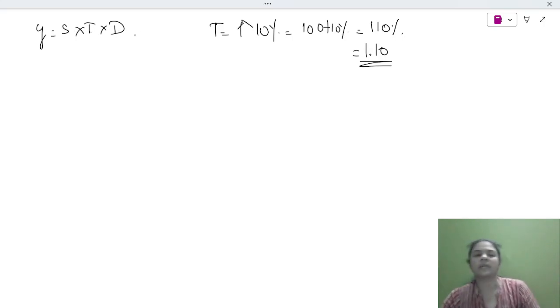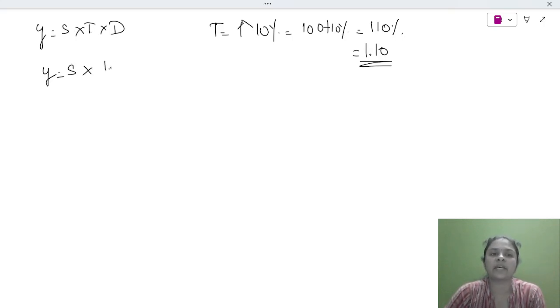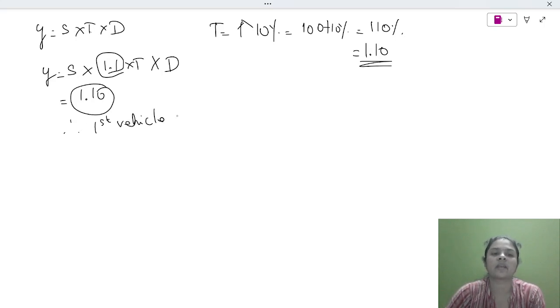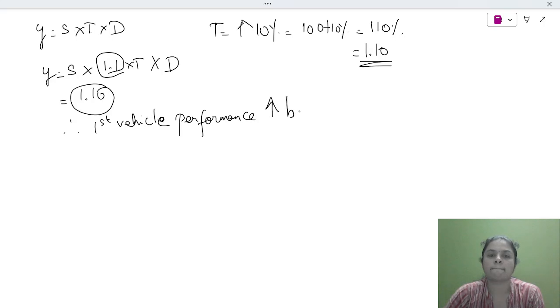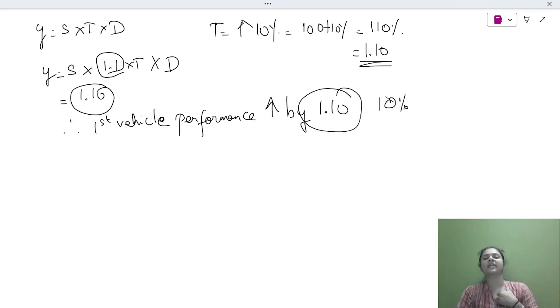Okay, so here what happens, the yardstick will be speed into time. Time is now increased, 1.1 into time into distance. So what is the overall increase? 1.10. So you can say the first vehicle's performance increases by 1.10 or 110%, or increases by 10%. The yardstick increases by 10%. It is not necessarily performance, but the yardstick increases by 10%.